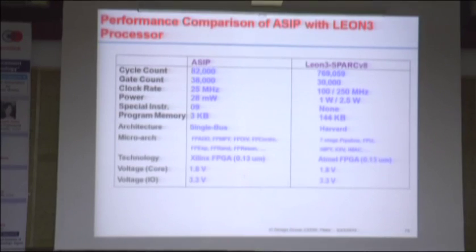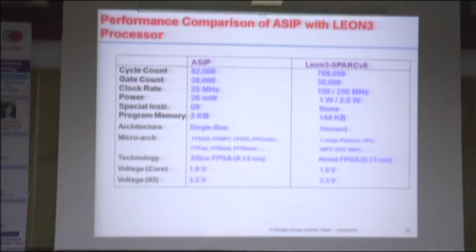Now this is the performance comparison. Now we have to prove that the approach or the methodology that we have adopted is better than the other approaches. So we have compared our ASIP with a general purpose kind of processor. So we have taken Leon 3 processor.